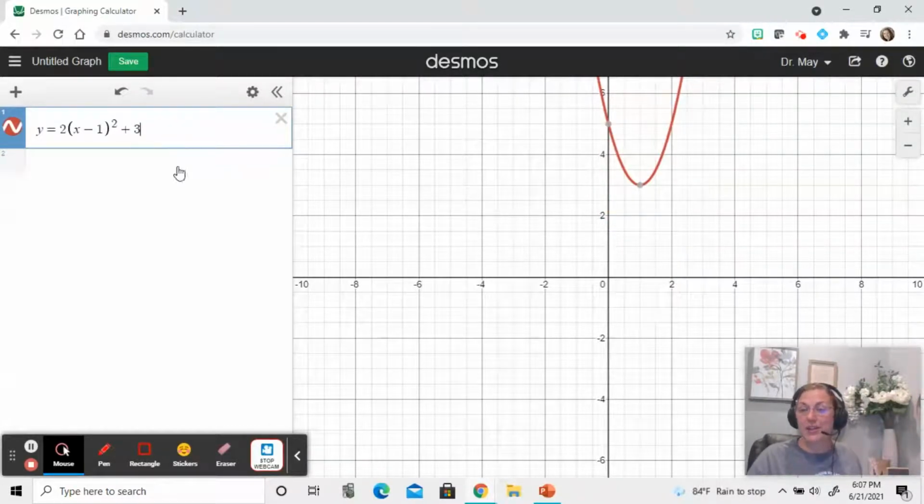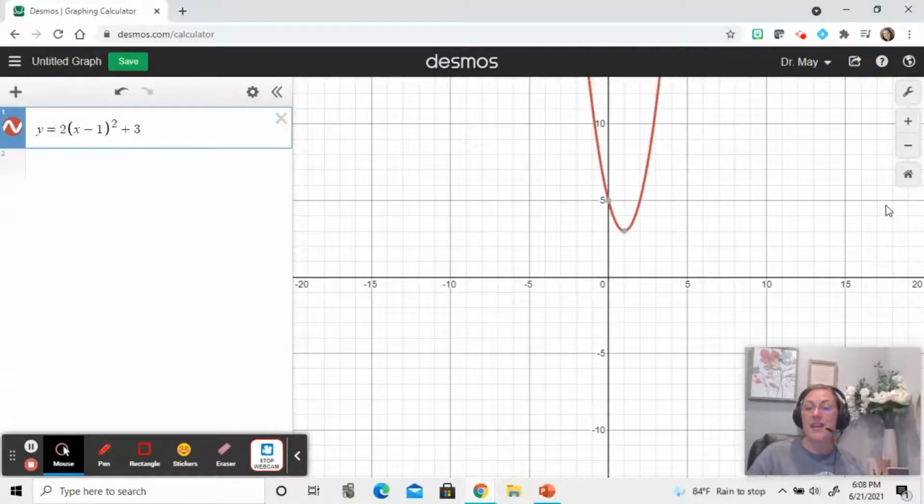Now, I want you to take a look at the graph that Desmos gives for us here. This is showing us that it passes the vertical line test. Now, the vertical line test tells us that if any vertical line is put on the graph and the graph touches that vertical line only once, then it is a function. You can easily see that this is a function.